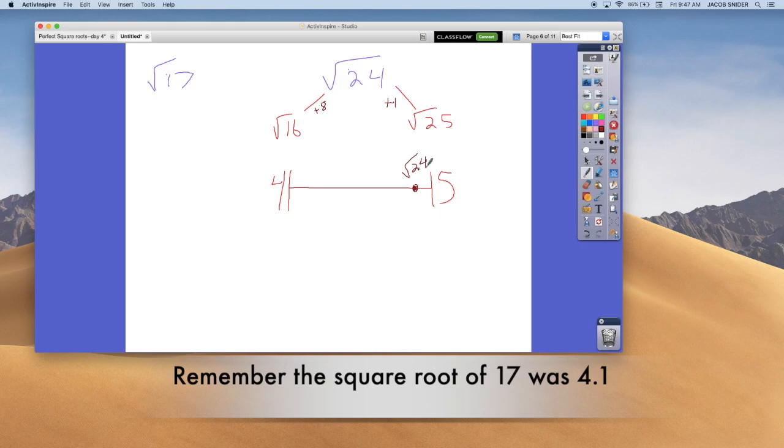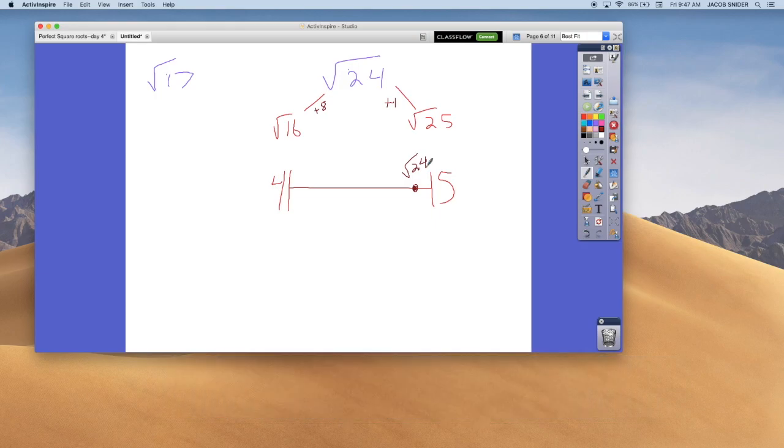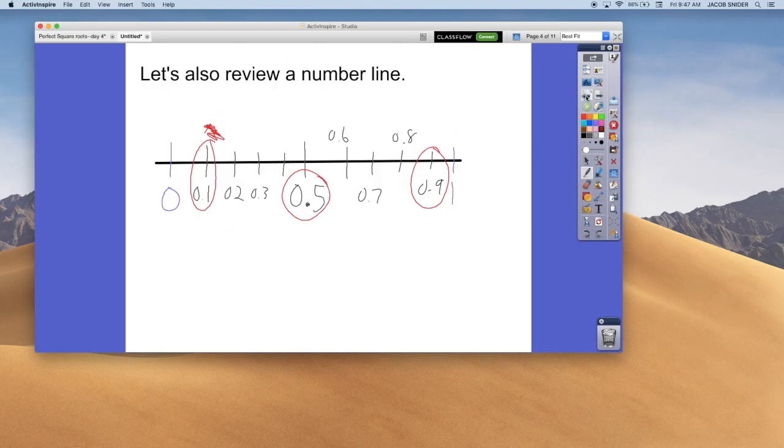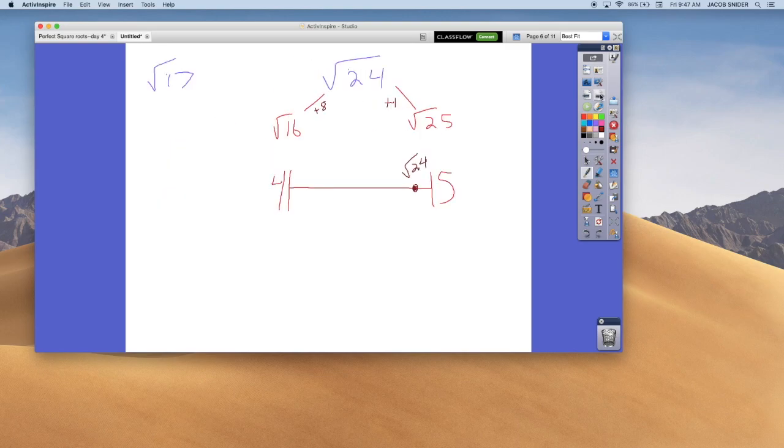Now what would be my approximation there? My approximation would be less than 5, but close to 5. So if it's going to be less than 5, it's going to be somewhere in this area. You see that? So with that being said, my approximation could probably be 4.9. There's my answer. Okay? Hopefully that kind of makes sense a little bit.